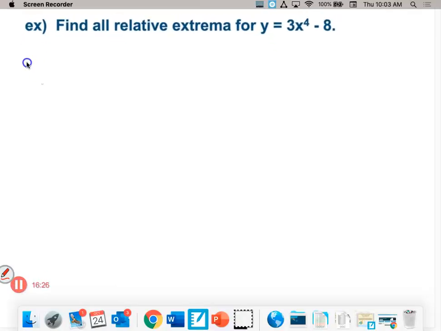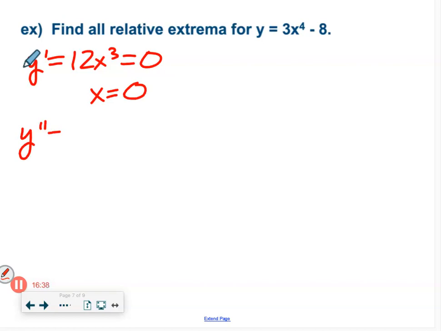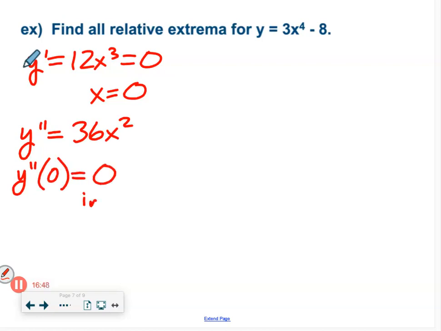So we find y prime, 12x cubed. We set this equal to 0, and we get x equals what? 0. So that was easy enough. We find y double prime. We get 36x squared. We plug in the 0, and we get 0. Inconclusive.